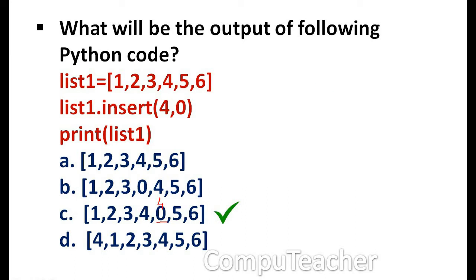Don't get confused with this order. First index, then the value. See the option D. Here value 4 is inserted at index 0. So don't get confused with this order. First one index, then the value. You can remember this like this. What is the first letter in insert? It is I. So I for index. Index is the first argument. So index, value.